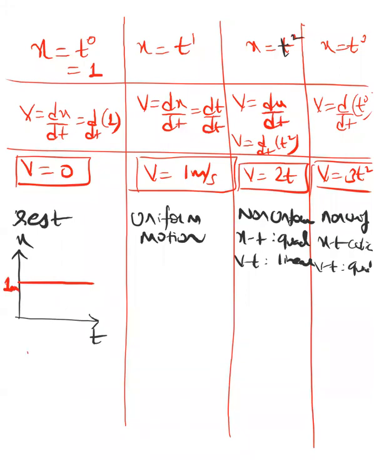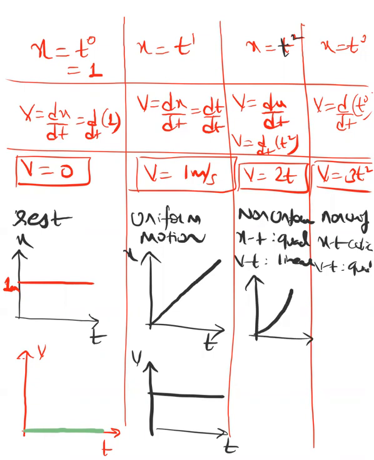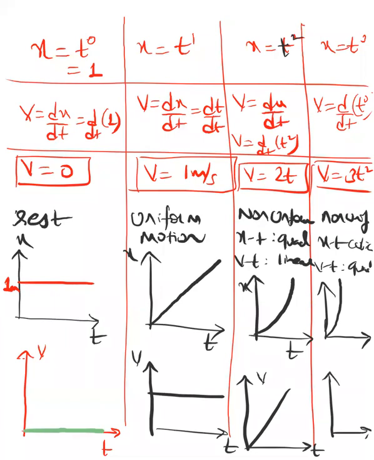At 1 meter there is zero velocity, so the VT graph will look like this, the green color. If you draw for the second case, the xt graph will look like this, and the VT graph will be a horizontal line. If you take this one, this will look like this. That is the xt graph, and the VT graph will look like this. And for this one, the xt graph will look like a cubic curve, and the VT graph will look like a quadratic curve.